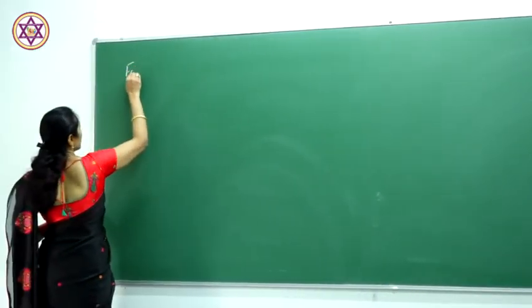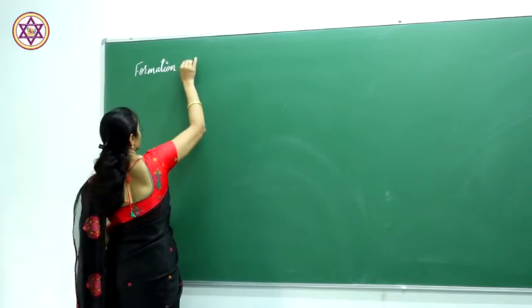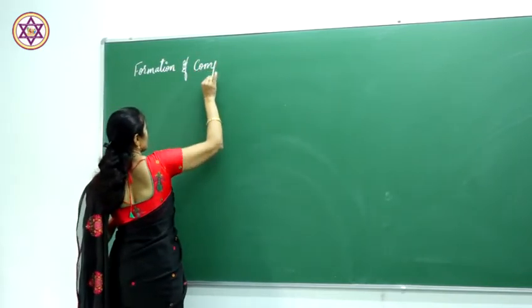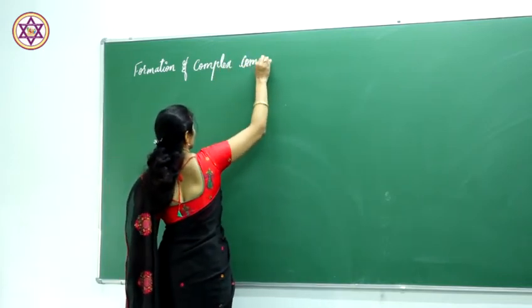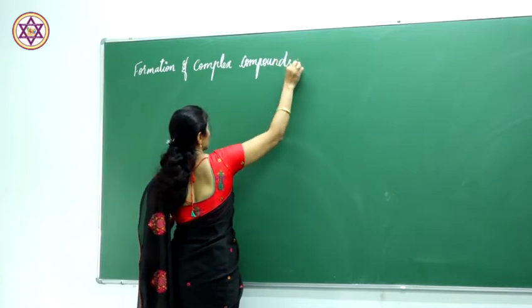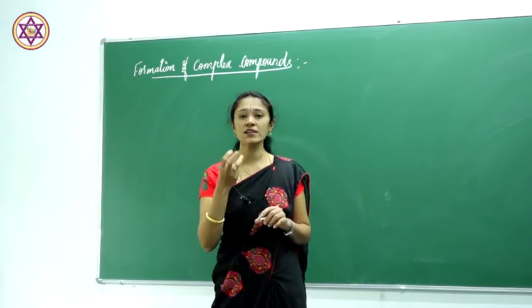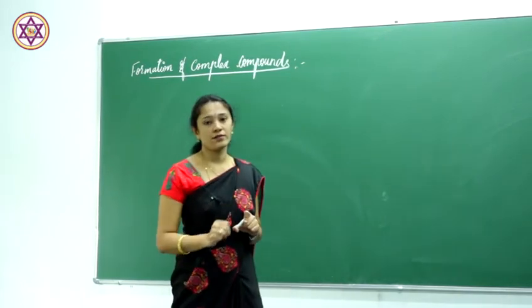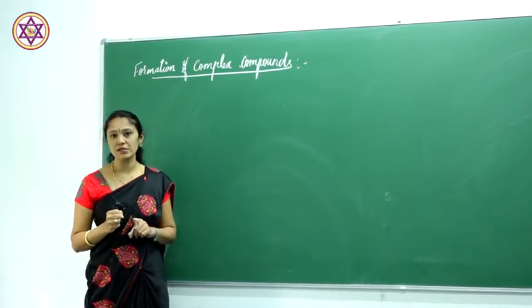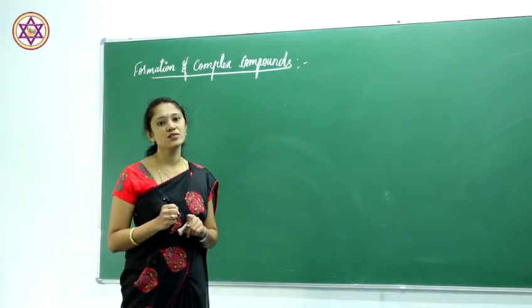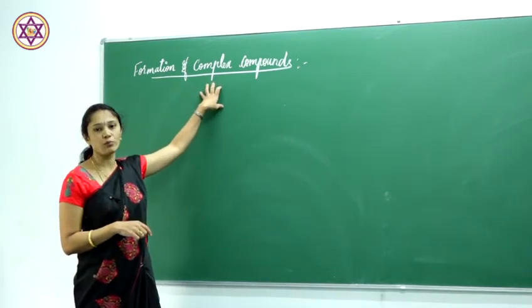Formation of complex compounds. Transitional elements form complexes easily. There are three reasons: their size, the availability of vacant d orbitals, and their high nuclear charge. These are the three reasons why they form complex compounds.